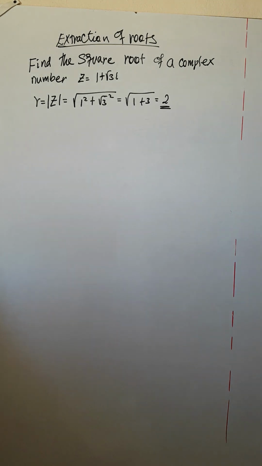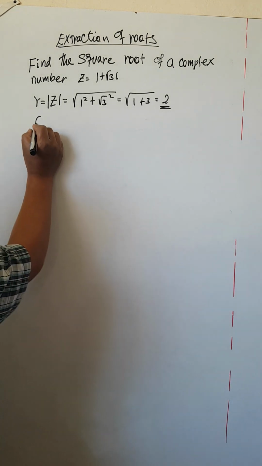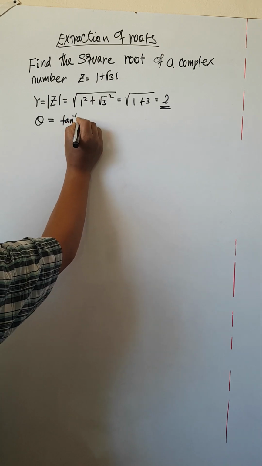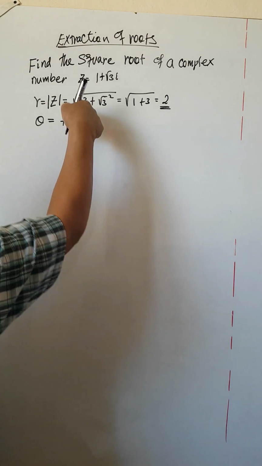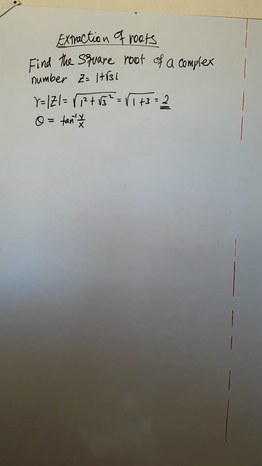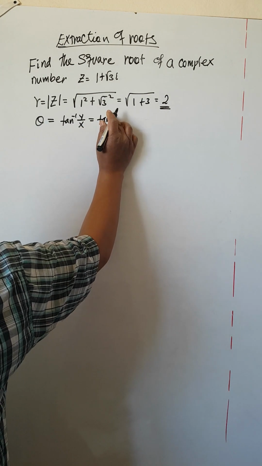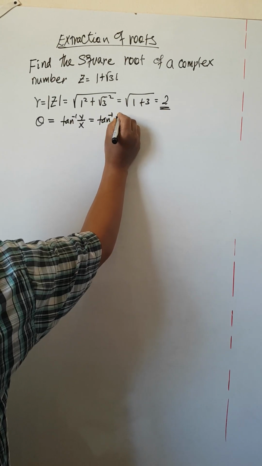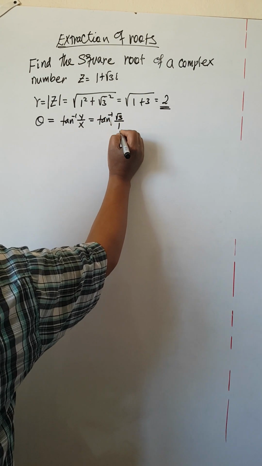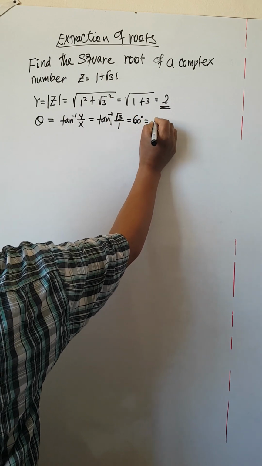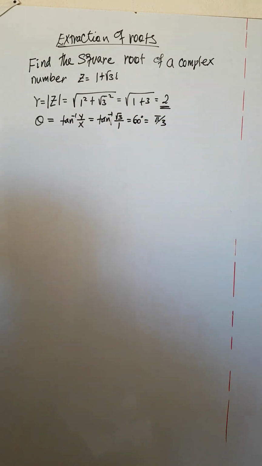Now the next step is to find the argument theta, which is equal to tan inverse of y over x, the imaginary part divided by the real part. This is equal to tan inverse of square root of 3 divided by 1. This is equal to 60 degrees, which is pi over 3.